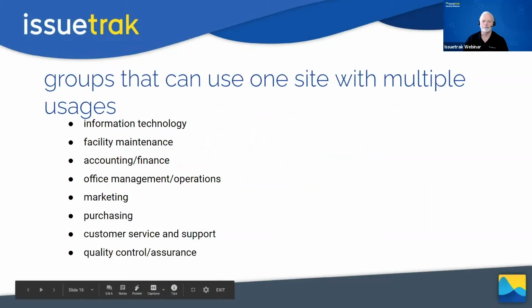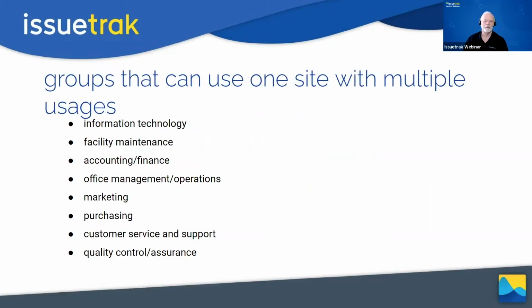Now, the next thing that we look at is groups that can use one site with multiple usages. These are normal groups that seem to be able to easily incorporate more than one: information technology, facilities maintenance, accounting and finance, office management and operations, marketing, purchasing, customer service support, quality control, and insurance. Those are some. There just seem to be some generalities in here.